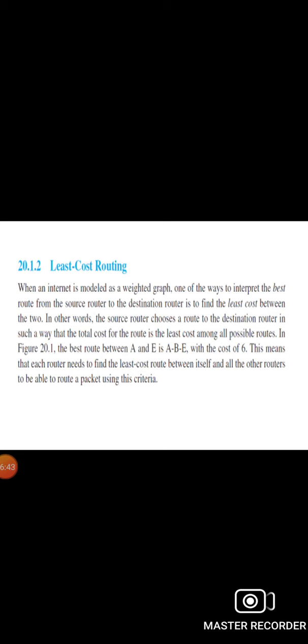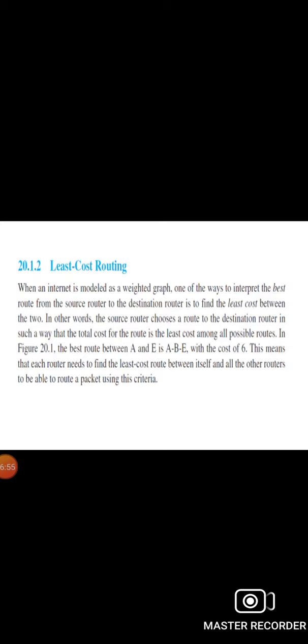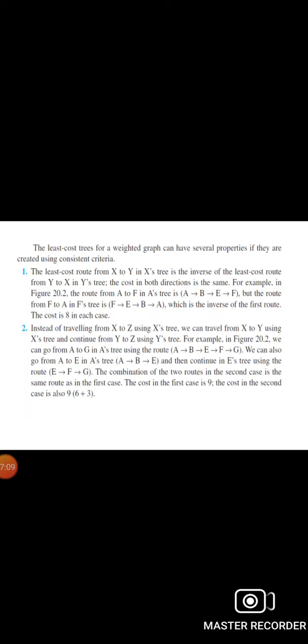So now let's see an example, where we have to find the best route between A and E. According to this diagram, it is through B, which connects the nodes A and E. The total cost of A to E is 6, and this means that each router needs to find the least cost route between itself and all other routers to be able to route a packet using this criterion.